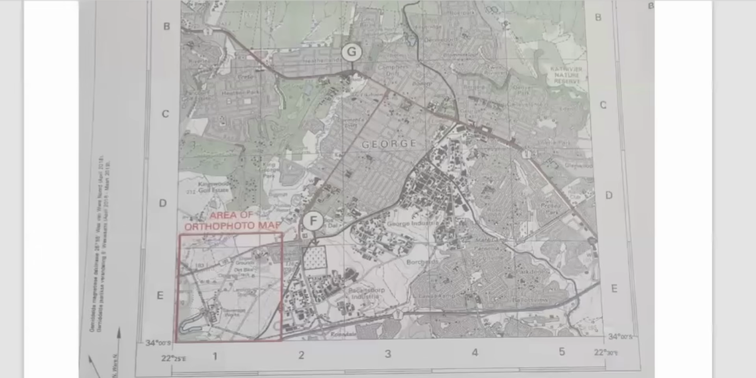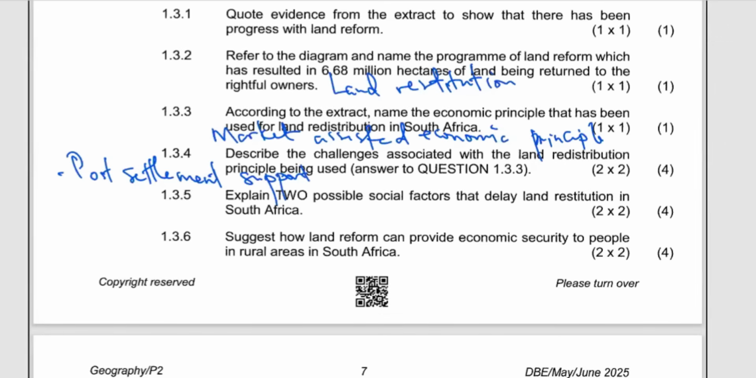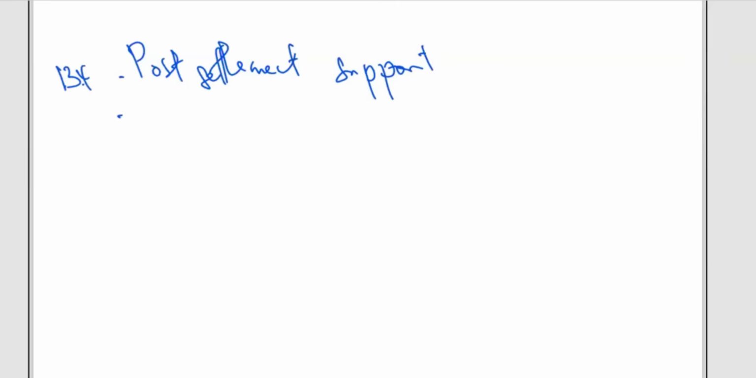Right, what we are talking about here when we are talking of post-settlement support, we are saying the farmers who would have been allocated the land need post-settlement support, what we call number 1.3.4. They need to be supported with the resources that will make them utilize the land effectively. But if there is no such support, it means those farmers might be facing some challenges because of lack of support from the government.